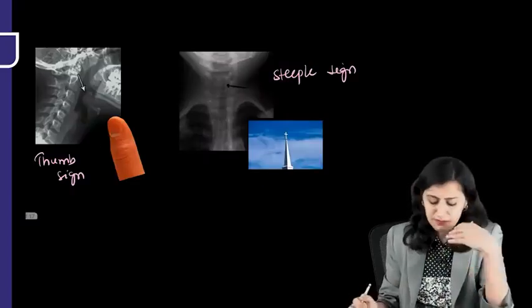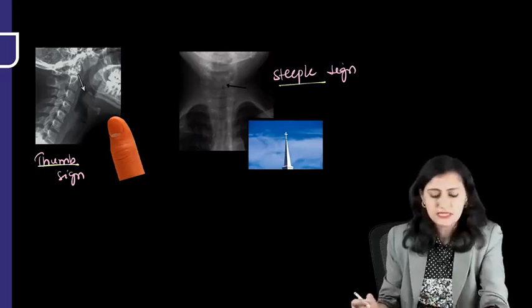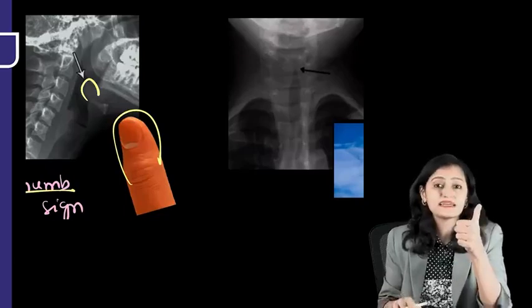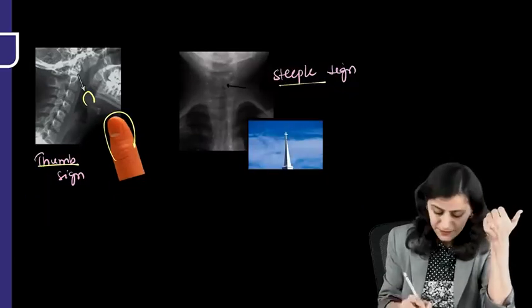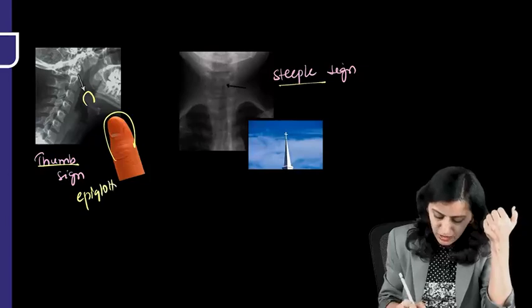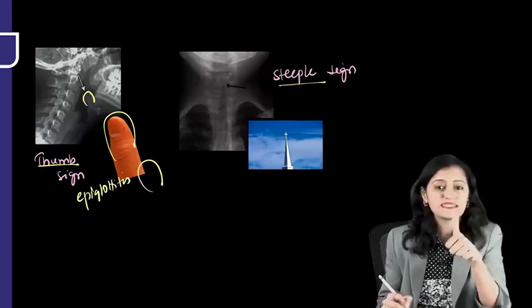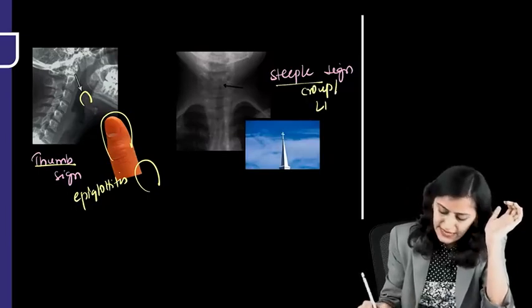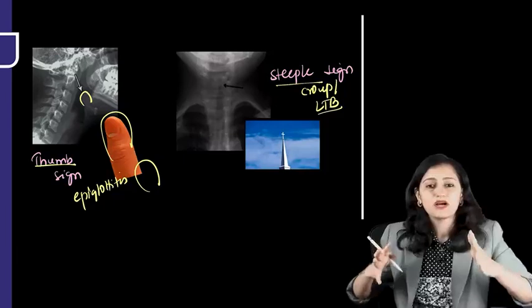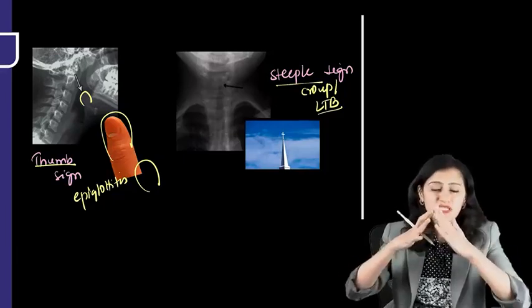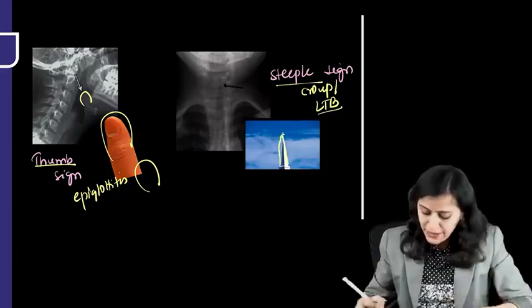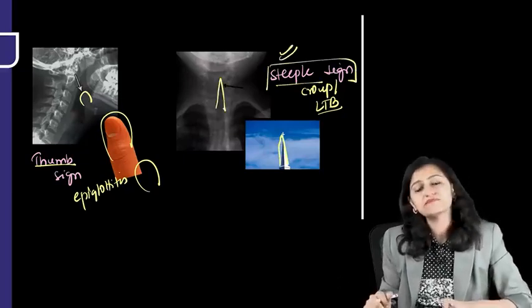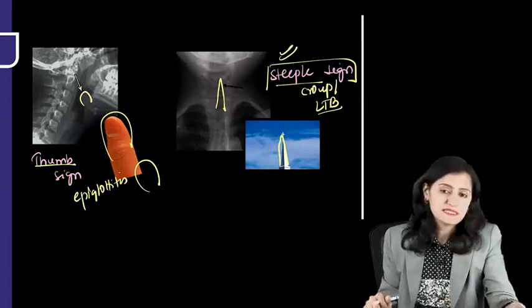Now coming to the next important signs, the thumb sign and the steeple sign. Look at the epiglottis appearing like a thumb because it is inflamed and thickened. So thumb sign is epiglottitis. Steeple sign is seen in croup, that is laryngotracheobronchitis. Because of the inflammation, there is narrowing happening in the lumen. That narrow pointed lumen is called steeple sign. Again, a recent NEET PG question asked many times previously as well.